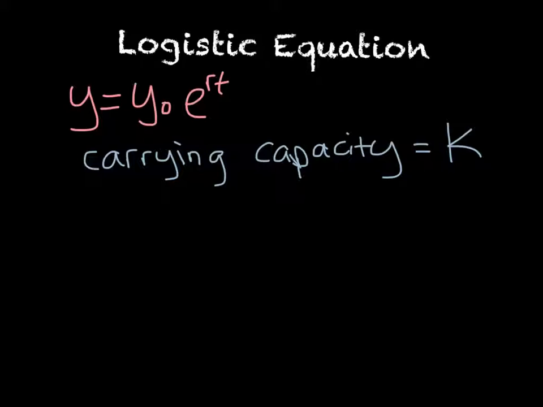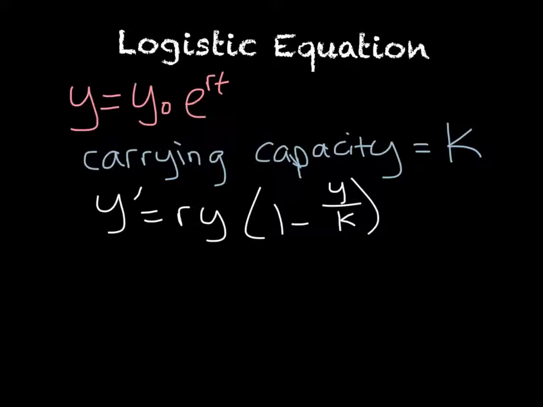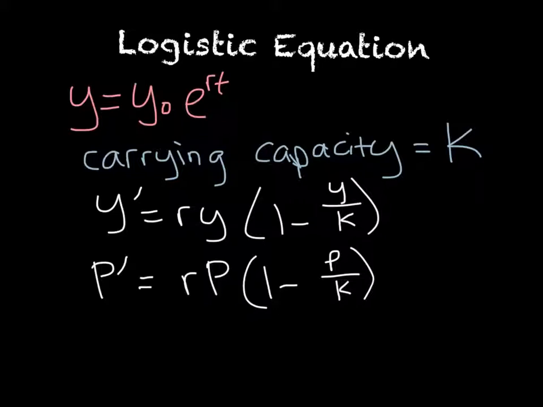In math, we're going to call the carrying capacity K. And in order to take this carrying capacity into account in a model of a population, we use something called the logistic equation. The way the logistic equation looks is y prime equals r y times (1 minus y over K). And since we're talking about population here, we can replace the y's with a P to denote population, so we could also write it in this form: P prime equals r P times (1 minus P over K).